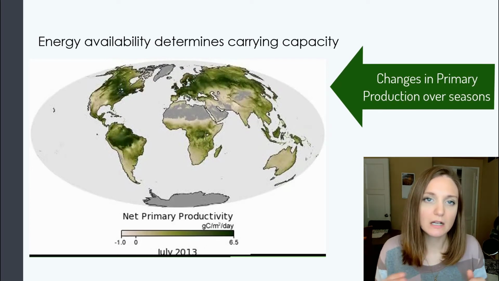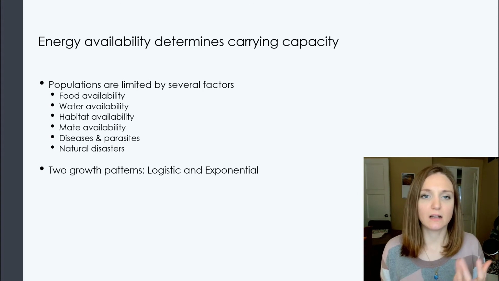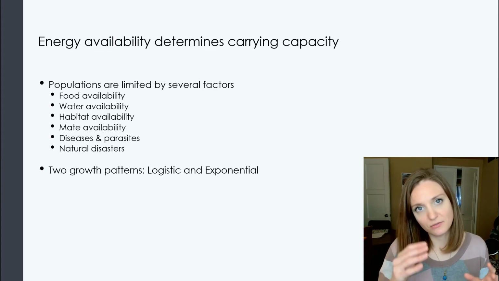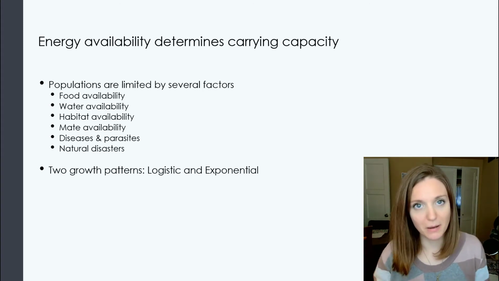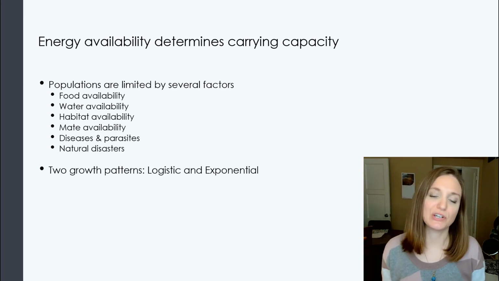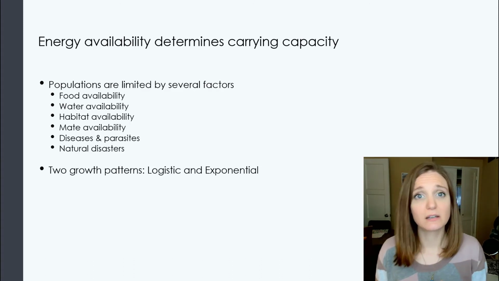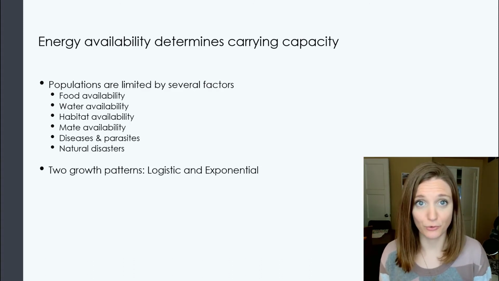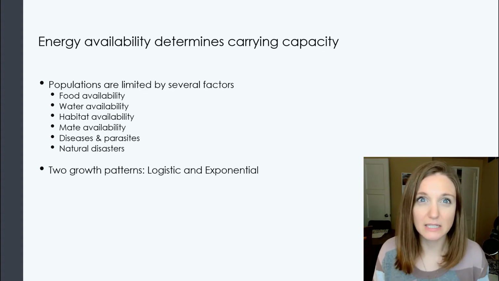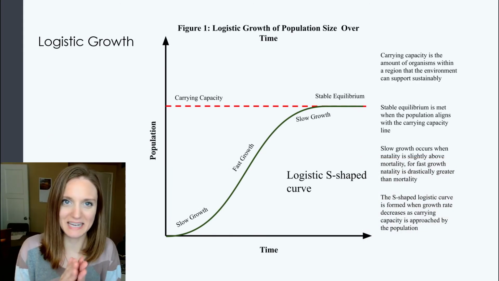And so when we talk about population ecology, it's very common to graph out how populations change throughout time. We see two general patterns of population growth: what's called a logistic growth pattern and an exponential growth pattern. So let's take a look at what those are and what those look like. All right, so here we go. Let's tie this all together.